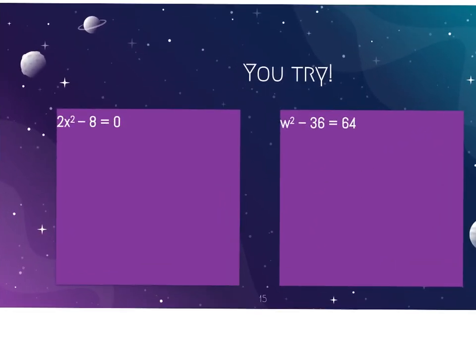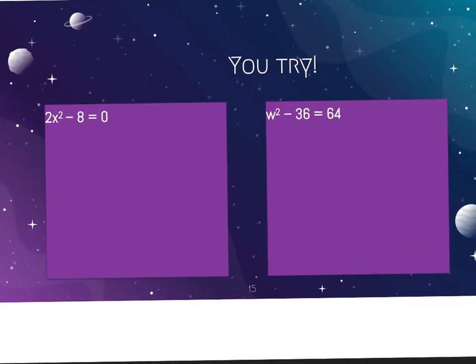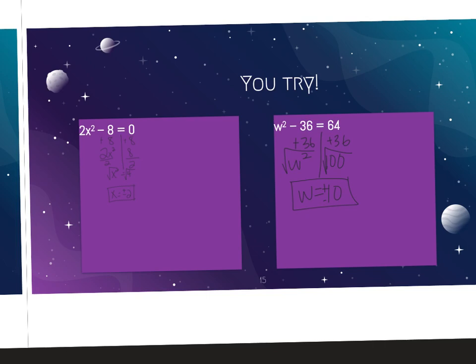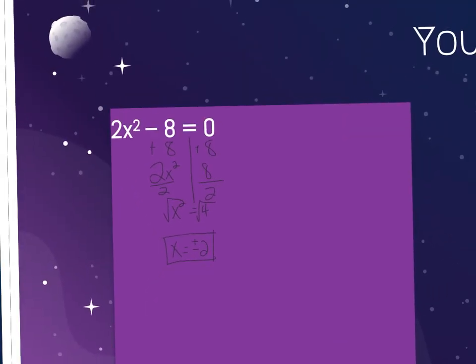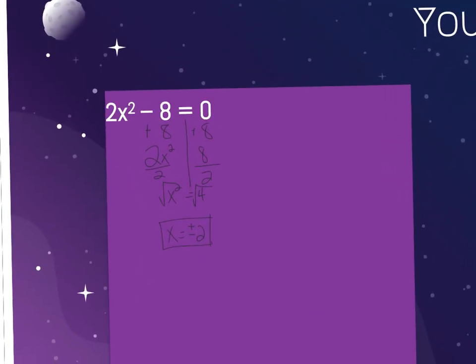I'd like for you to give these two a try. Come back and check your work. All right, so when I did this first one, I added 8. I got 2x squared equals 8. Divided by 2, I got x squared equals 4. I found the square root. x equals plus or minus 2.